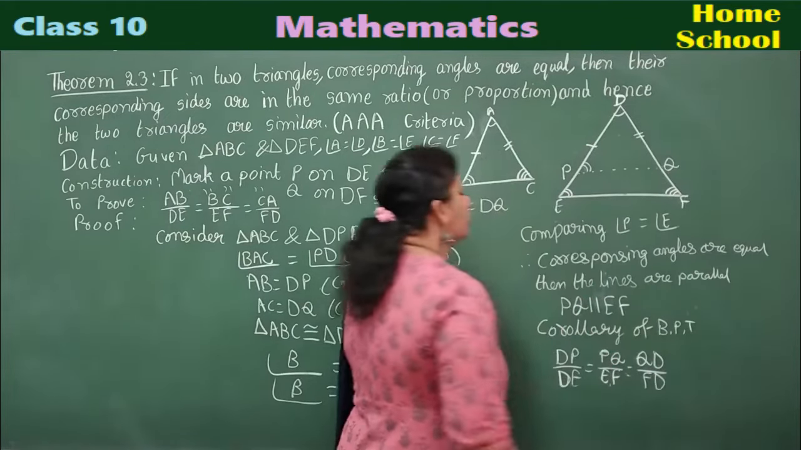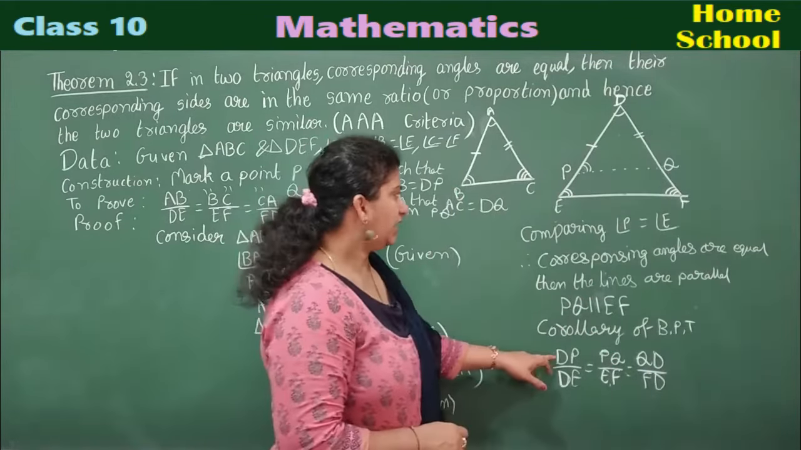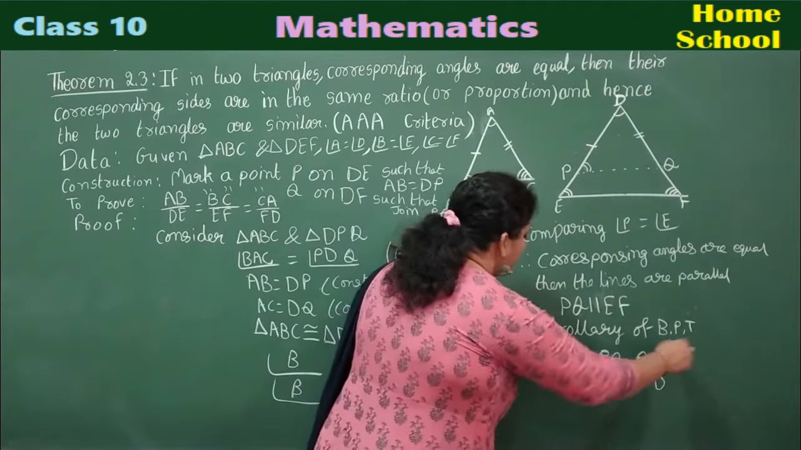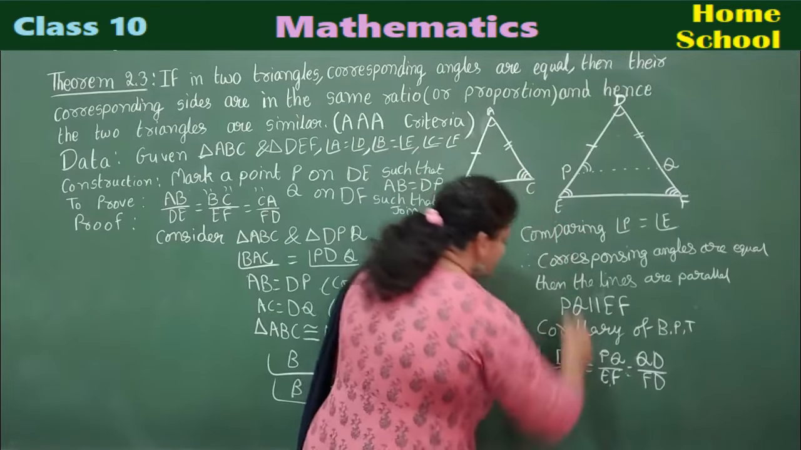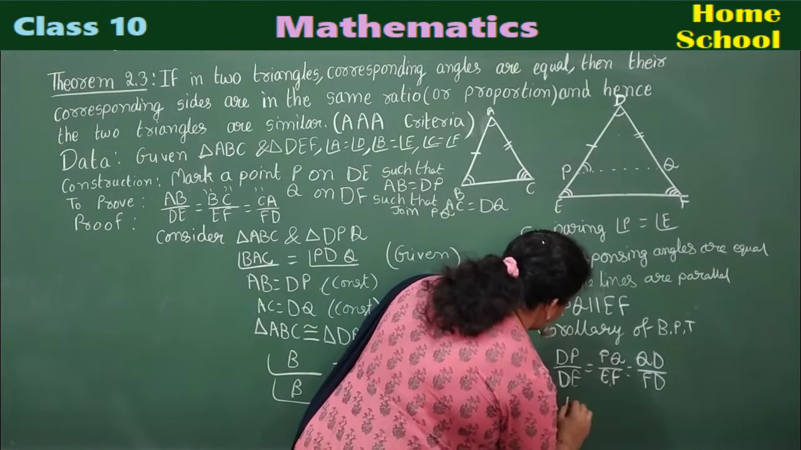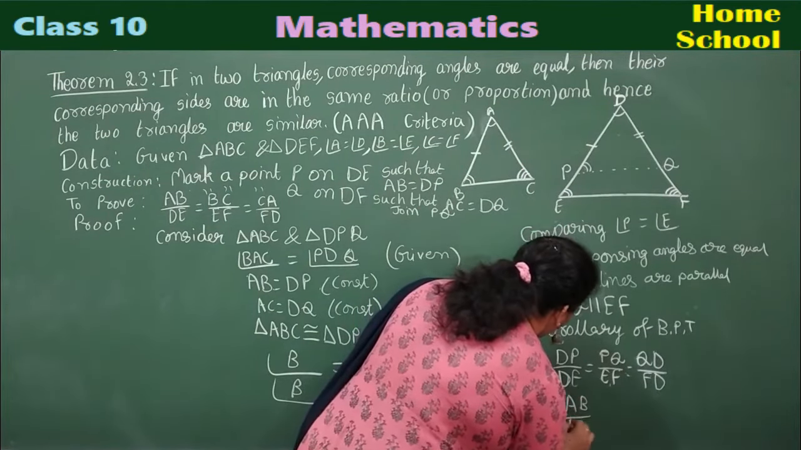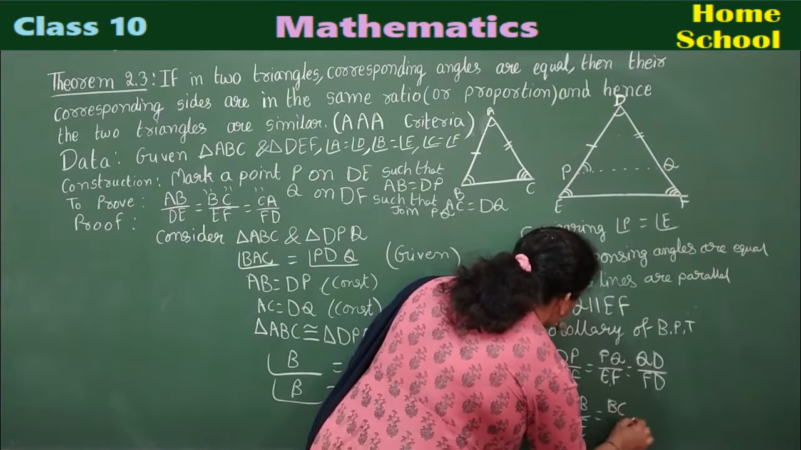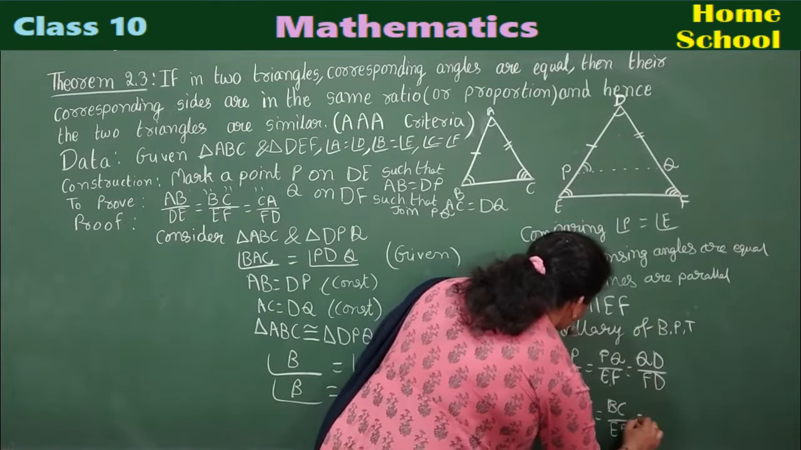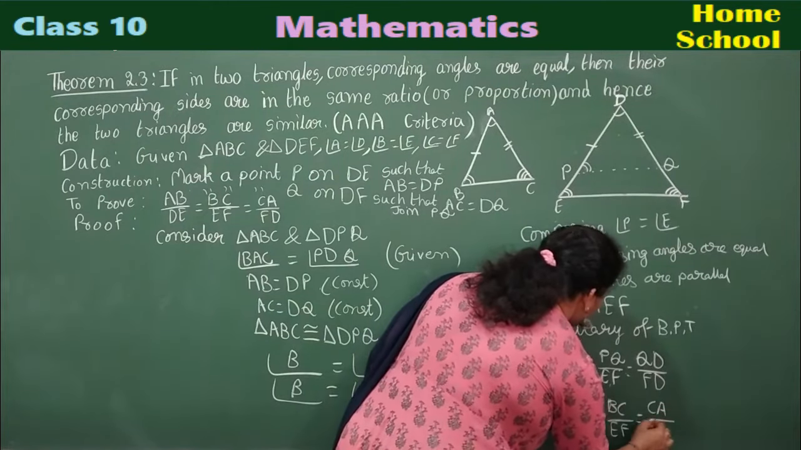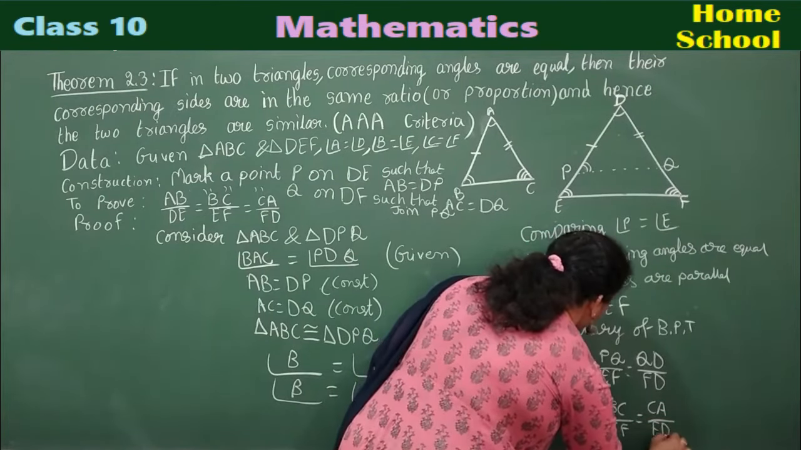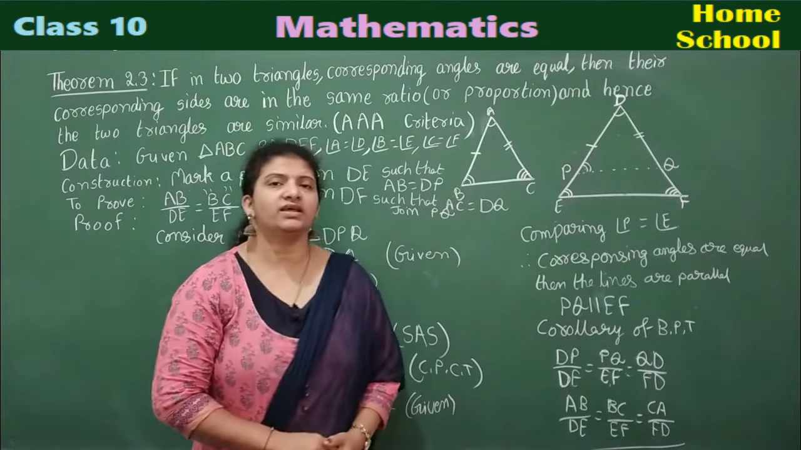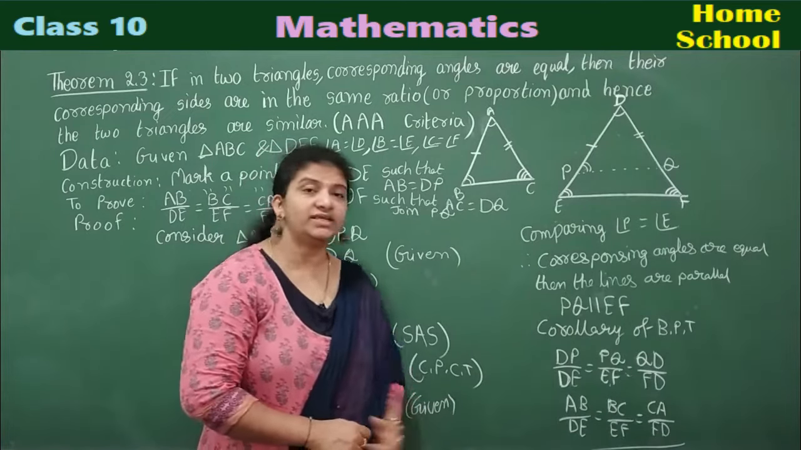So finally what can you say here, children? dP is also equal to AB, right? So in the place of numerators, I am going to apply this triangle sides. That is AB by DE is equal to BC by EF is equal to CA by FD. Hence, it is proved. How is it proved?